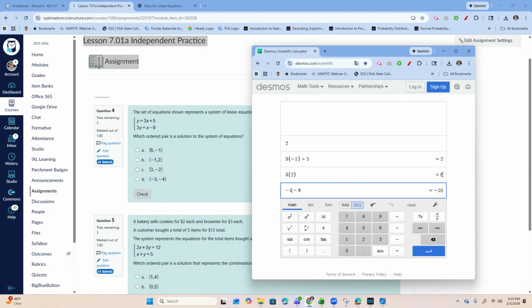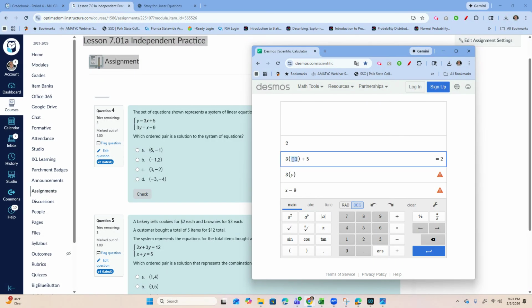Look at my answer in my third line and in my fourth line. They're not exactly the same. So negative 1, 2 worked for the first equation, but it didn't work for the second. To be the solution, it has to work in both. So I'm not going to choose B. Now I'm going to try C.